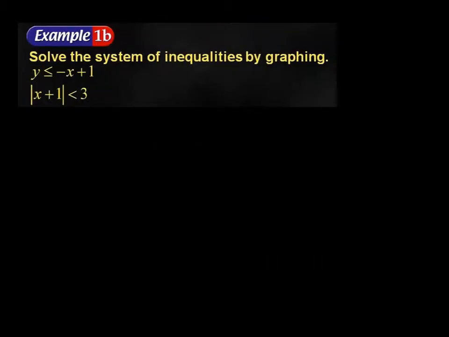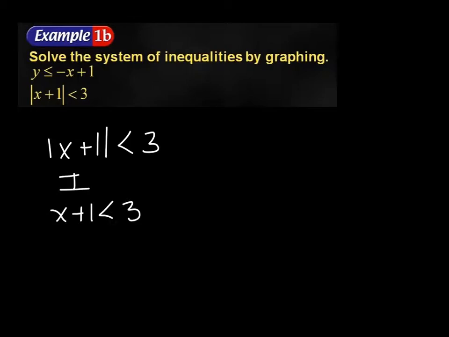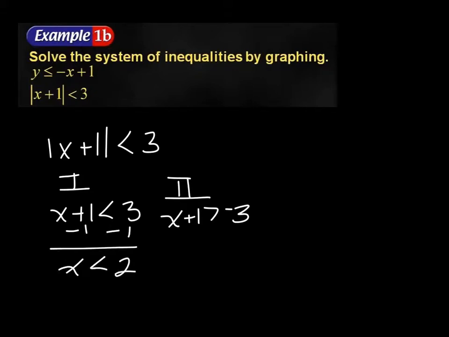Now, this system of inequalities has a line and an absolute value graph. I'm going to start with the absolute value, even though it's second. But we know absolute value, we want to do case 1: x plus 1 is less than 3. And case 2: x plus 1 is greater than -3. If we subtract 1 from both sides, we have x is less than 2. This is a less than, so it should be and. If we subtract 1 from both sides there, x is greater than -4.